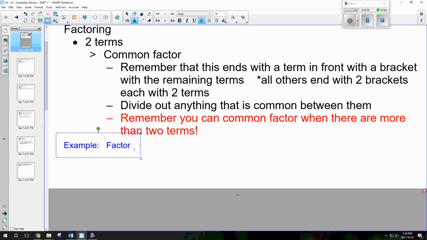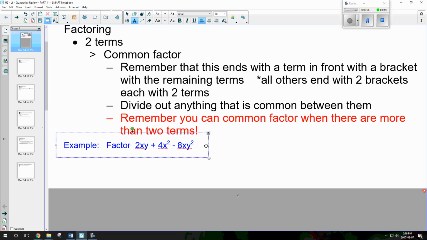So let's say we have to factor 2xy plus 4x squared minus 8xy squared. So we're asked to factor that. Your first tip in terms of that, the only option to do on this is common factoring, is because it doesn't look like any of our other types of factors.